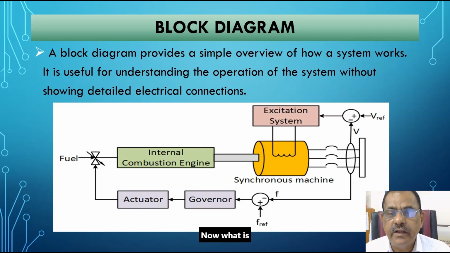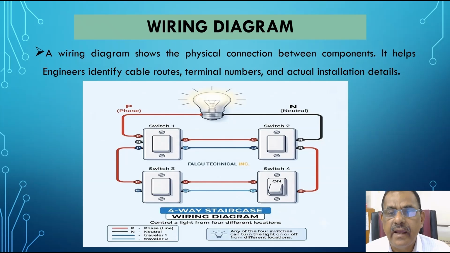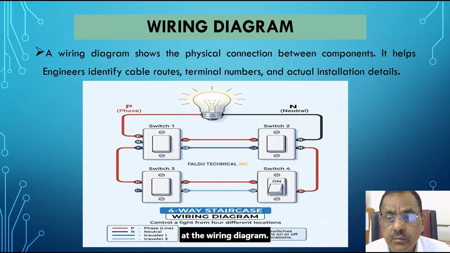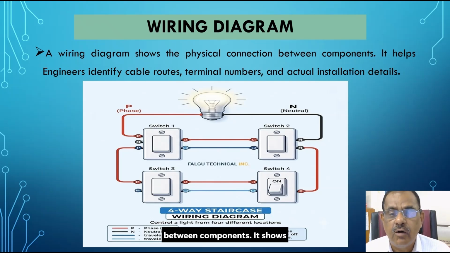Now, what is a wiring diagram? Let us look at the wiring diagram. A wiring diagram shows the actual physical connections between components. It shows wires and cables, terminal numbers, connection points, and cable routing. Unlike a block diagram, a wiring diagram helps ETOs and marine engineers install and maintain equipment.